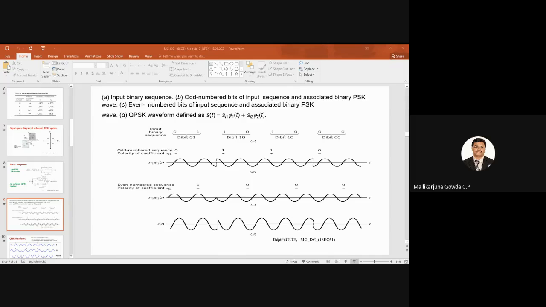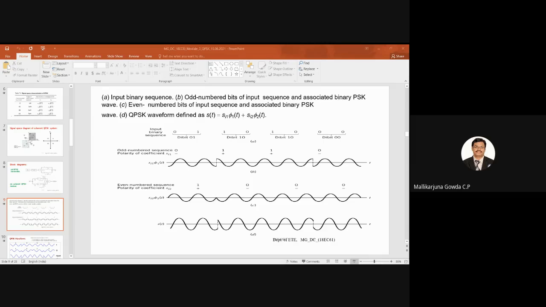Similarly, for the even number sequence, which is multiplied by what? Root of 2 by T, sine 2 pi f_c t, right? So for sine, see, bit 1 is there, right? So this will be transmitted by a sine signal with 0 degree phase shift.